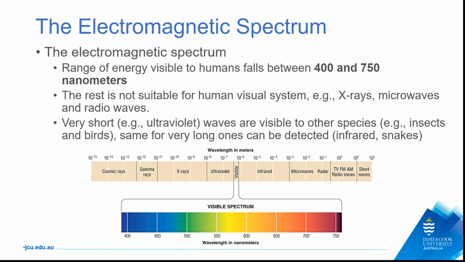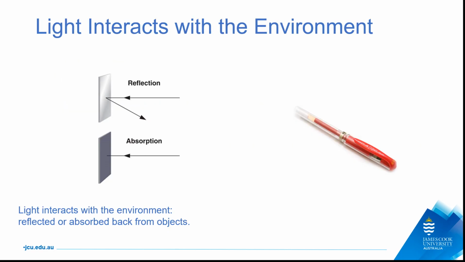So extremely short UV waves are visible to other species. Surprise, okay? Insects and birds can see UV, and snakes can detect infrared light. Yeah, so very surprising. It helps their survival, right? I would say that. Okay, so we have some people coming in.